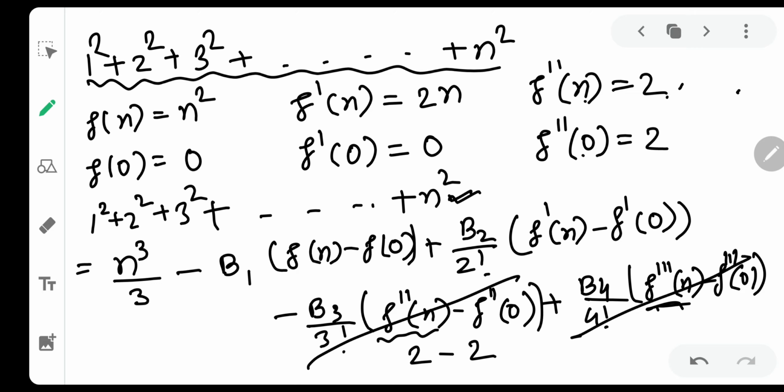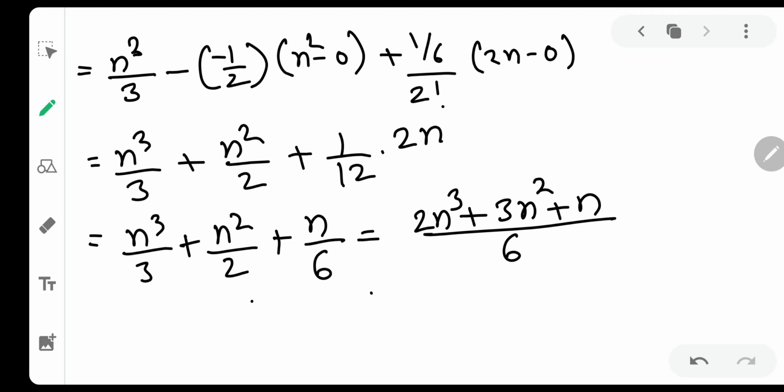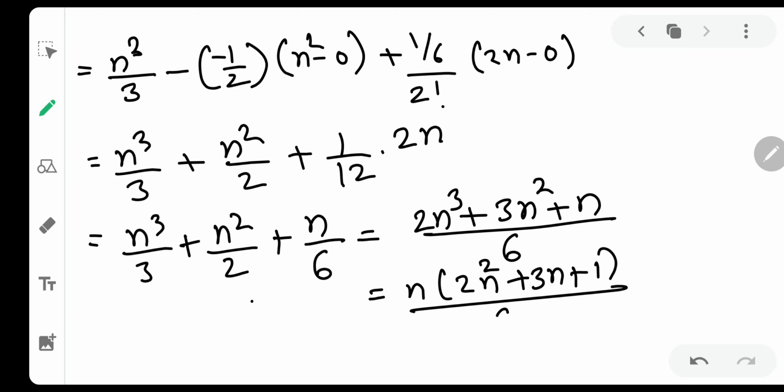What is the summation of this formula? Definitely you remember that n into n plus 1 into 2n plus 1 by 6. So let us see. First of all, I will multiply both by 6, like the numerator should be same. So this will be 2n cube and this will be 3n square and this will be n only, divide by 6. N comes out to be common in the numerator, so 2n square plus 3n plus 1 upon 6.